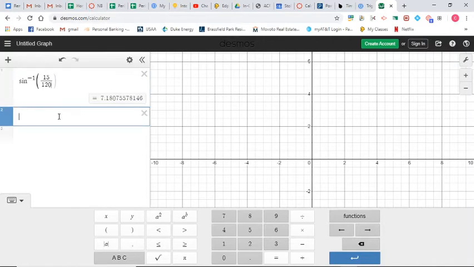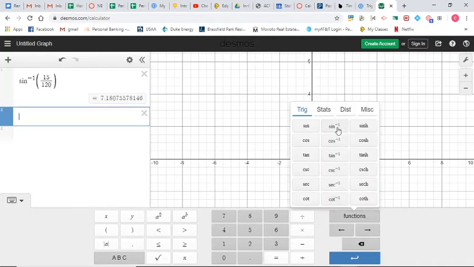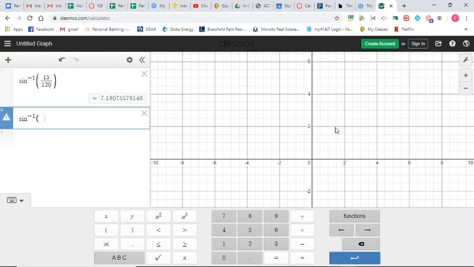And don't forget, I could have also done the same thing by clicking on my function button and going to the inverse sine button right there. So there you go, 15 over 120. And look at that, the same thing.